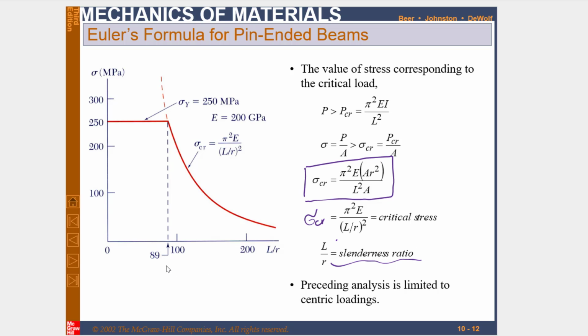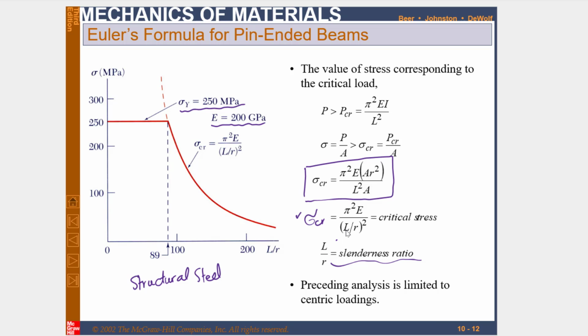Here we have a graph of structural steel, and its modulus of elasticity is 200 gigapascal, and its yield strength is 250 megapascal. So these are the properties of structural steel. From the equation of critical stress, you can see that the critical stress is directly proportional to the modulus of elasticity, and it is inversely proportional to the slenderness ratio.